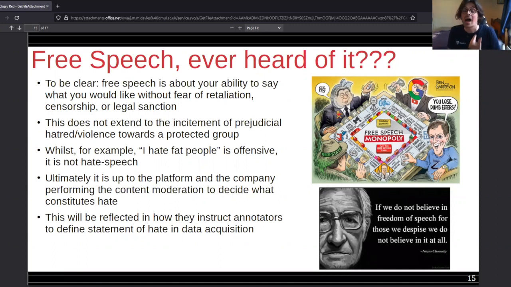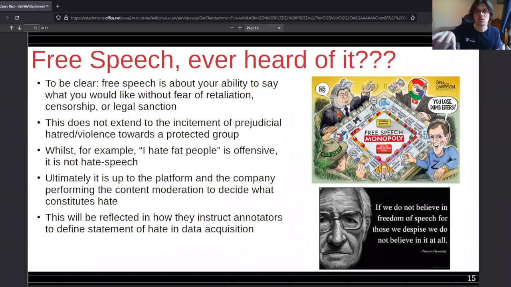For example, "I hate fat people" is offensive, okay? It is offensive, but it is not hate speech. So it would get through most hate speech filters, depending on the kind of platform. If, for example, you run a blog or a website that does an awful lot for fat acceptance, then you may actually have that be removed automatically. But that's up to you, and it's not an infringement of free speech to say that. But if you're in a public sphere, that is not an example of hate speech.